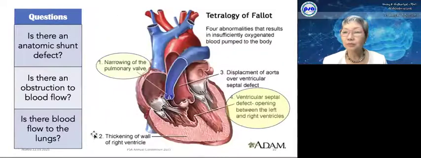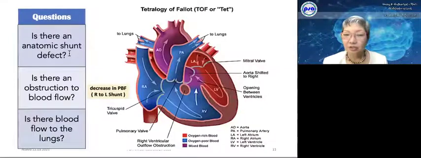A commonly known cyanotic heart disease is the tetralogy of Fallot, and this pathology has a shunt, which is the VSD, and at the same time has an obstruction to blood flow, which is the atretic or stenotic pulmonary valve. So in this pathology, we deal with a shunt, VSD, and an obstruction brought about by the right ventricular outflow tract obstruction. And the flow to the lungs because of this obstruction is diminished. So all three are involved.